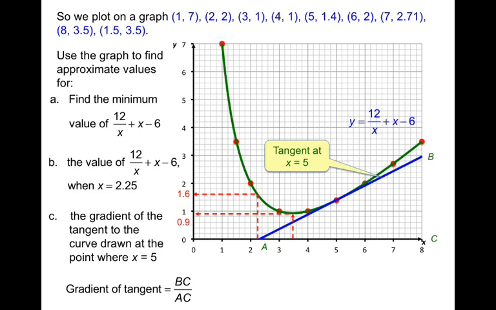The gradient of the tangent will be BC over AC, which is that distance, using the scales on the graph. So this will be 3 because it's obvious. This would be 8, take away 2.4. It's going to give 3 over 5.6, which is approximately equal to 0.54.